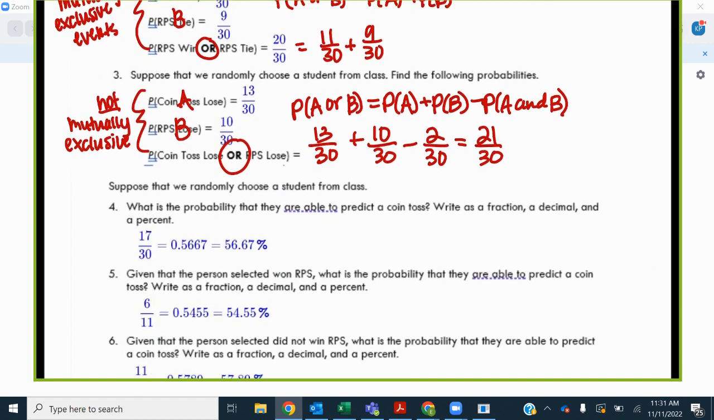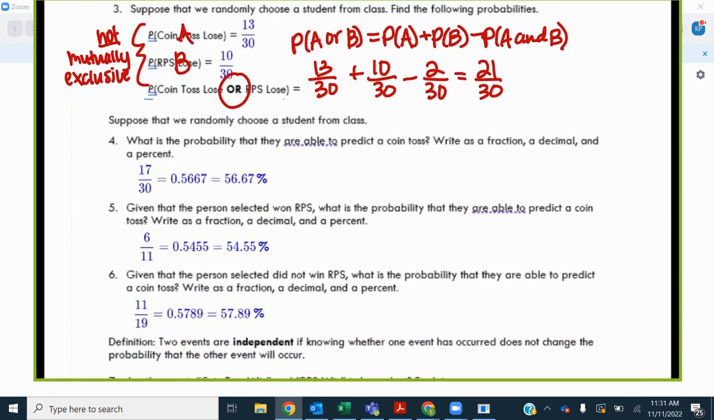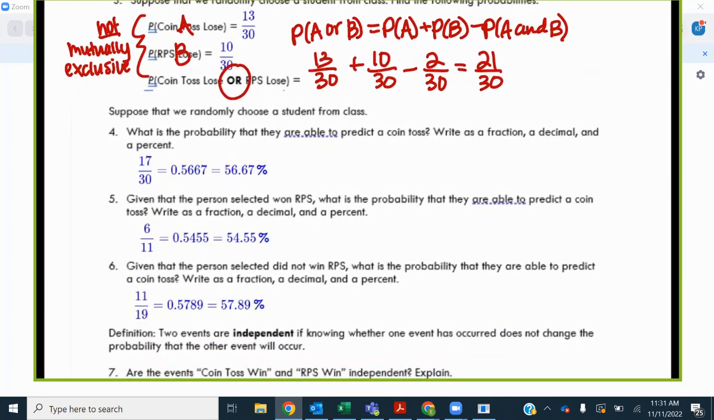Okay, moving right along to number 4, 5, and 6. So we had a fraction, a decimal, and a percent is what we were asking you to write down. And then when we look at 5 and 6, 4 was just a regular old probability question. What's the probability that we're able to win the coin toss? So we'll say coin toss win. But then 5 and 6 have something else. They say, given that the person selected won rock, paper, scissors, what's the probability they're able to win the coin toss, is what your sheet says.